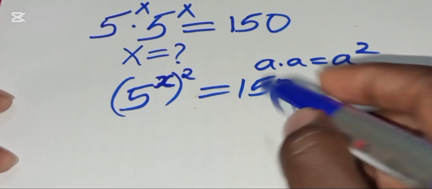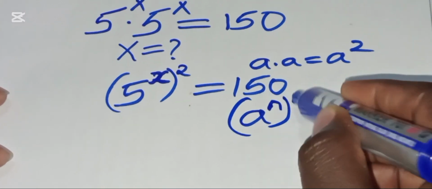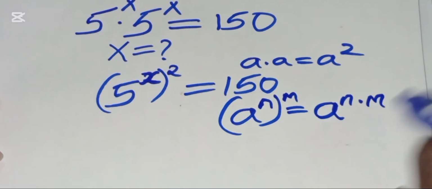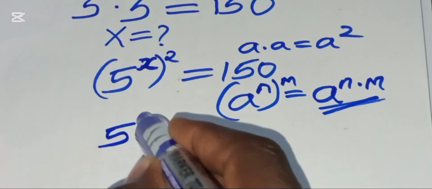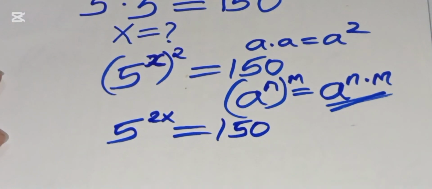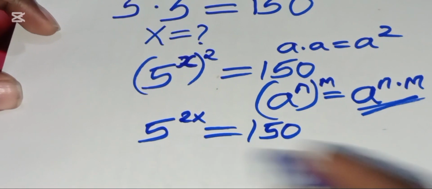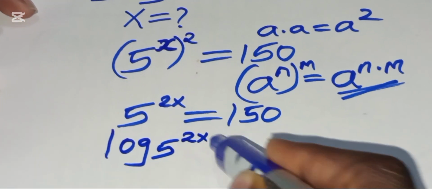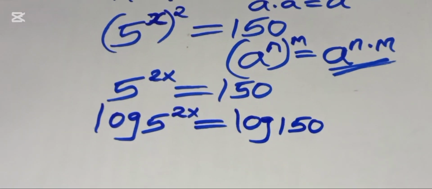Now let's apply the indices identity that (a raised to power n) raised to power m can be expressed as a raised to power n multiplied by m. Applying this property, we have 5 raised to power 2x equal to 150. To find the value of x, we introduce the natural logarithm, so that we have log of 5 raised to power 2x equal to log 150.